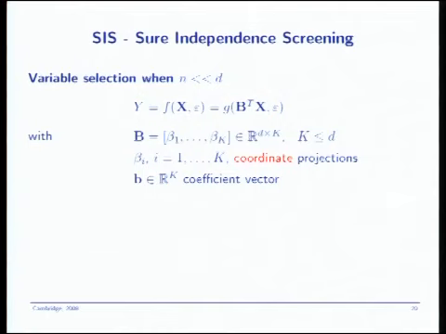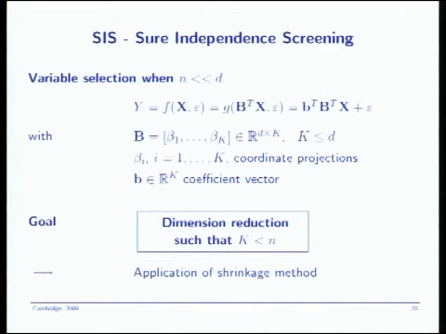So, what is the case here? You want to do variable selection when the sample size is much smaller than the dimension of the predictor, which happens often in life science data. And you are of course interested in variable selection here. That means you are looking for coordinate projections. And as a special assumption in that paper, the authors were looking at a linear model.